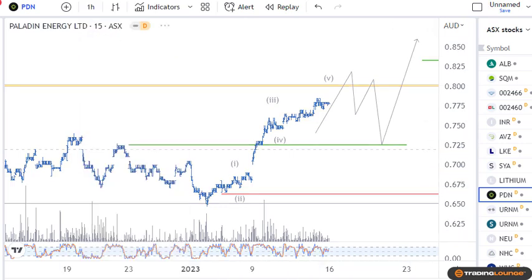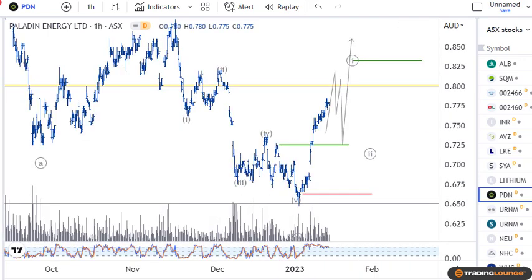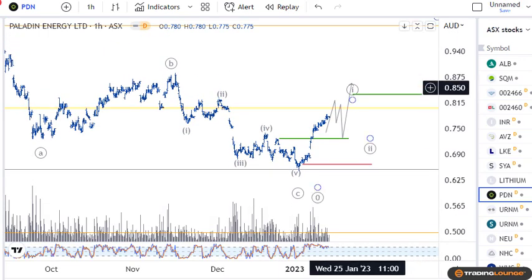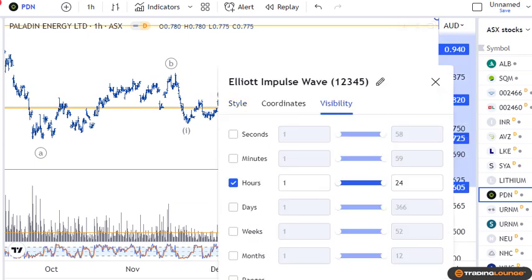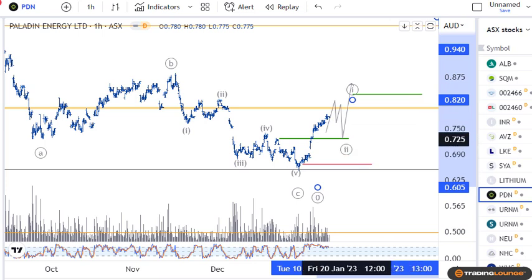Just want to see if I've got anything on the hourly chart. Okay, so yeah, just have a look at this. Okay, that was for this chart, so that's okay. We can bring that in over here. We can bring that in over here. So it'll be something like this.